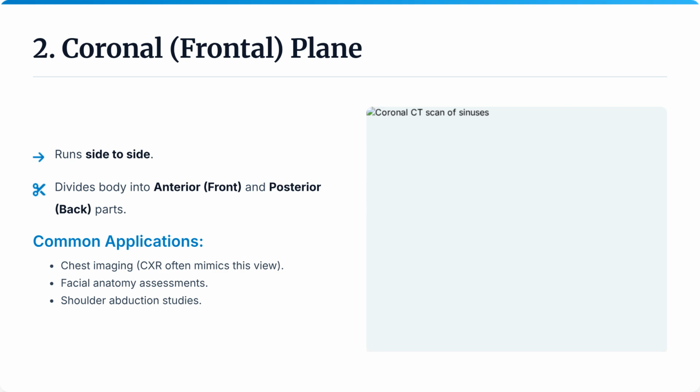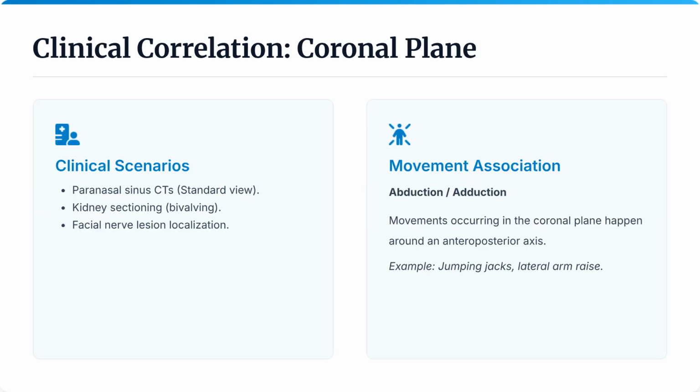The coronal or frontal plane runs side to side, dividing the body into anterior (front) and posterior (back) parts. It is commonly applied in chest imaging, facial anatomy assessments, and shoulder abduction studies. Coronal plane clinical scenarios include paranasal sinus CTs and localization of facial nerve lesions. The associated movements are abduction and adduction, which occur around an anteroposterior axis.